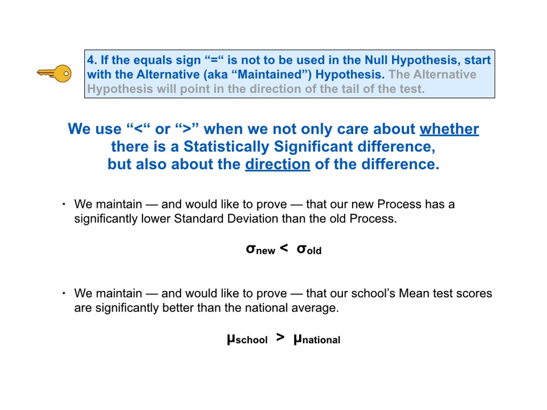Often we do care about the direction of the test. We have something that we maintain and that we would like to test statistically. For example, we maintain and we would like to prove that our new process has a significantly lower standard deviation than the old process. So what we would like to maintain is sigma sub new is less than sigma sub old. Or we maintain and we would like to prove that our school's mean test scores are significantly better than the national average. Mu sub school is greater than mu sub national.